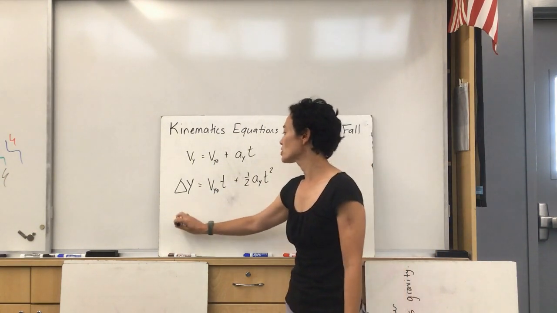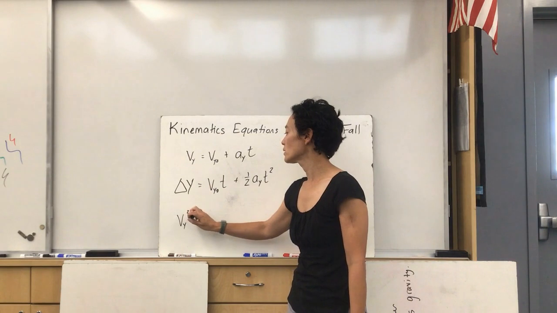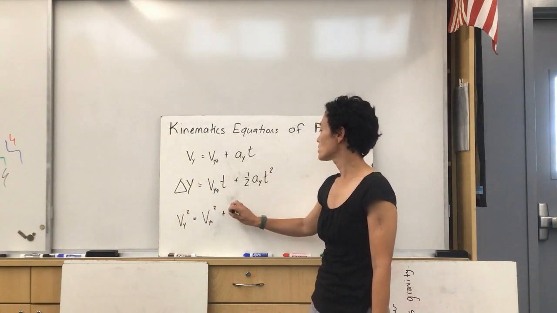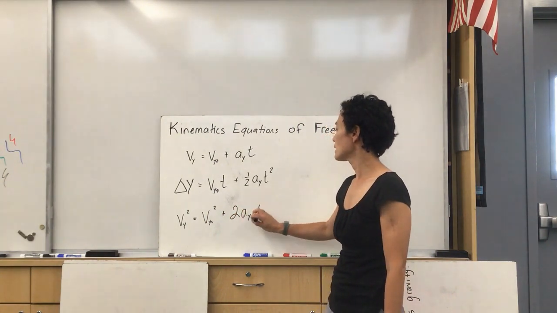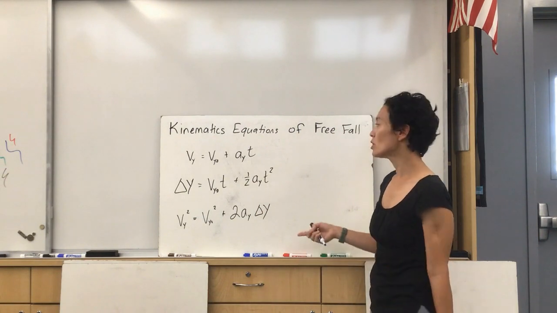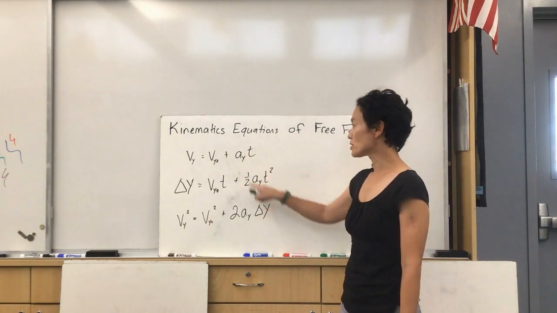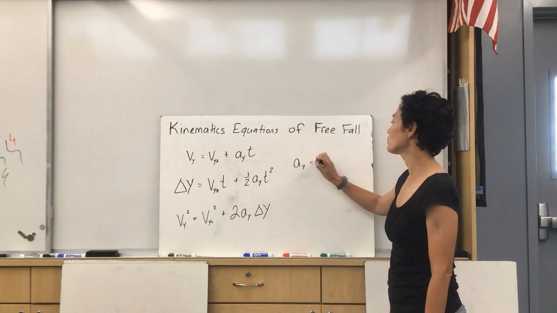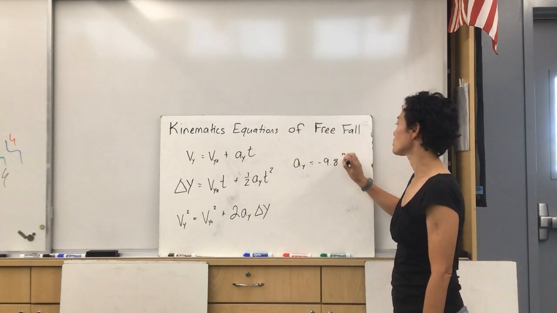And then our last equation is going to be Vy squared is equal to Vy naught squared plus 2 Ay delta y. And then when we go to actually do our calculations, we already know this variable. This variable of Ay is always going to be a negative 9.8 meters per second squared.